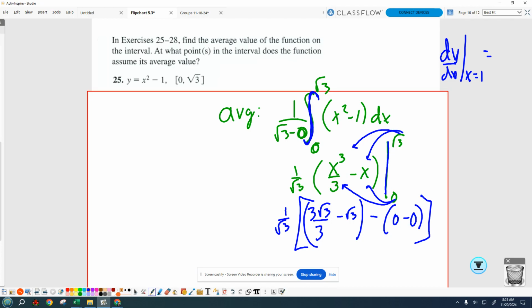And I did something wrong. Because I end up with 0? That's one. That's right, okay. So the average value is 0, and at what point does the function equal that? So when does this function equal 0?